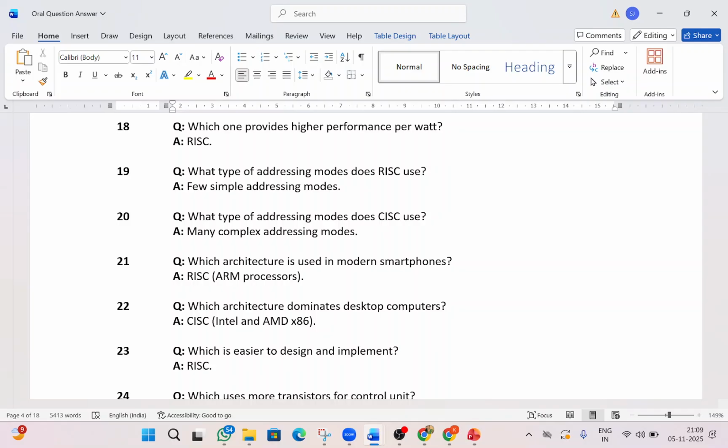19th, what type of addressing mode does RISC use? Few simple addressing modes. This reduces decoding complexity and makes instruction execution faster. Okay. The 20th one, what type of addressing mode does CISC use? Many complex addressing modes are used. CISC supports multiple addressing formats to make programming more flexible, though it increases hardware complexity.